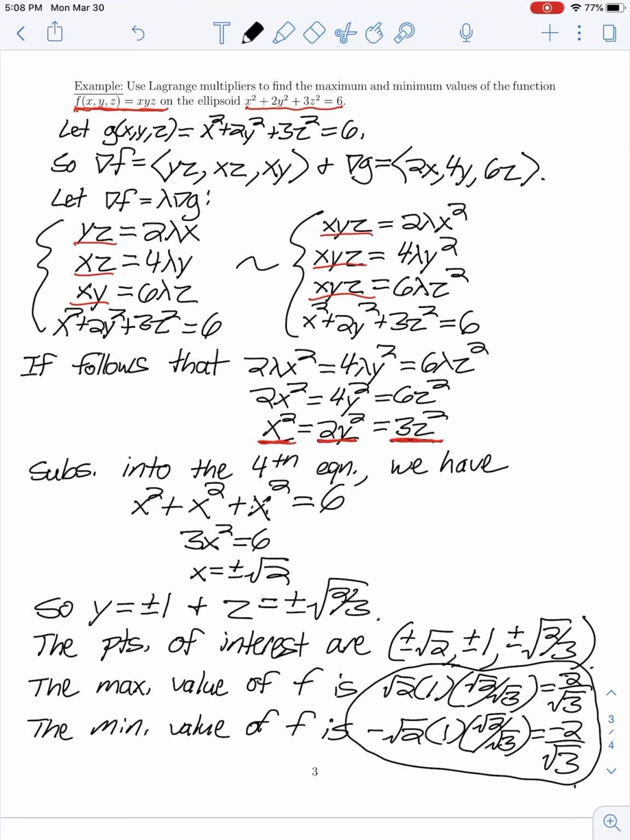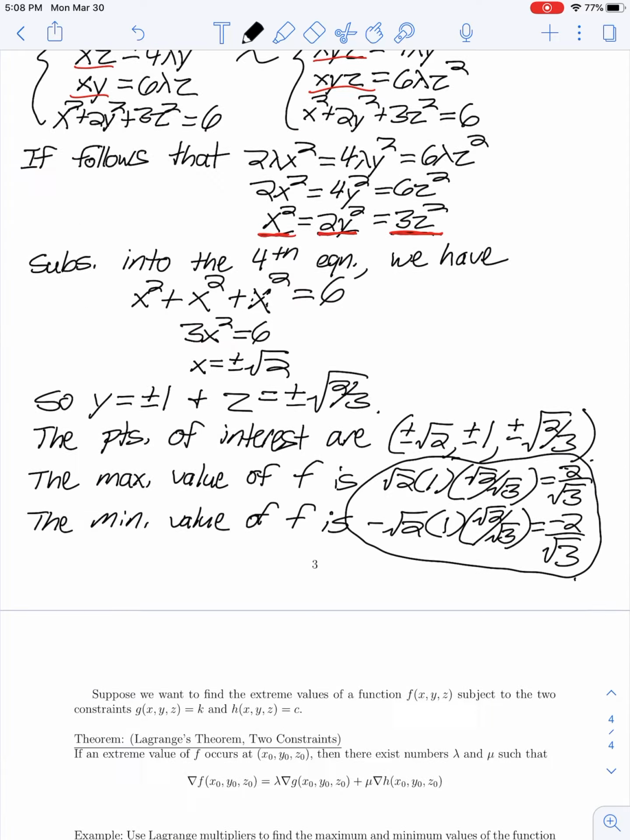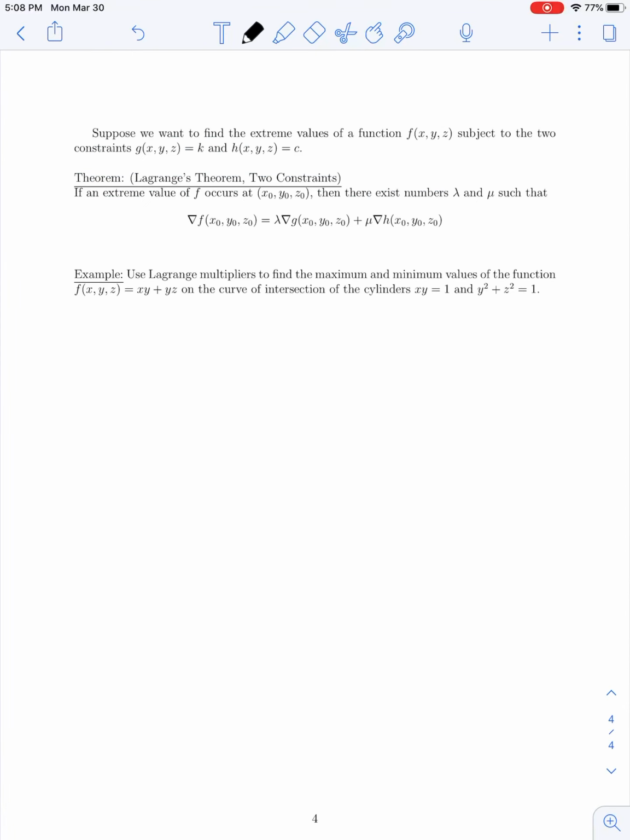So we see from this second example that when we're working with a function of 3 variables, it might be a little more difficult to solve the system of equations that we get by equating our gradient vectors for these functions f and g. So let's look at another case of this method of Lagrange multipliers.